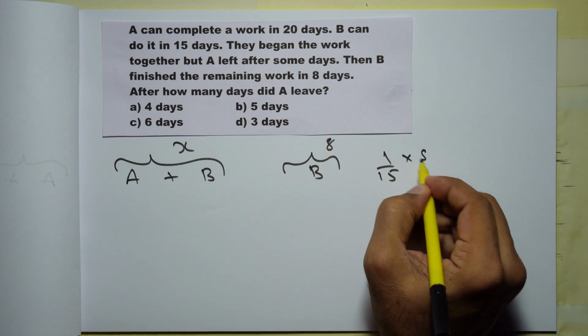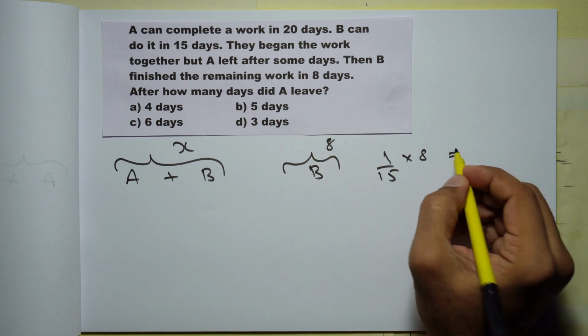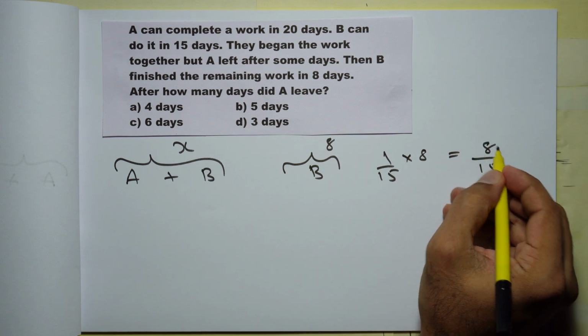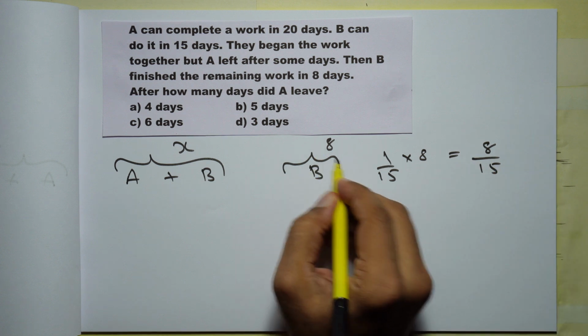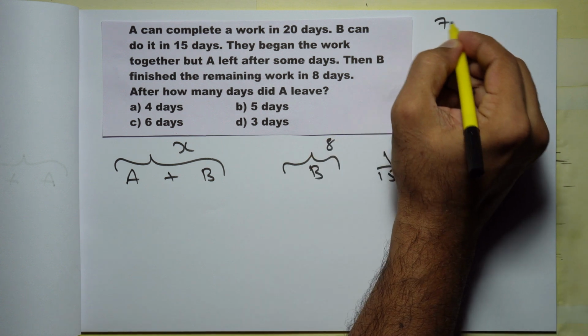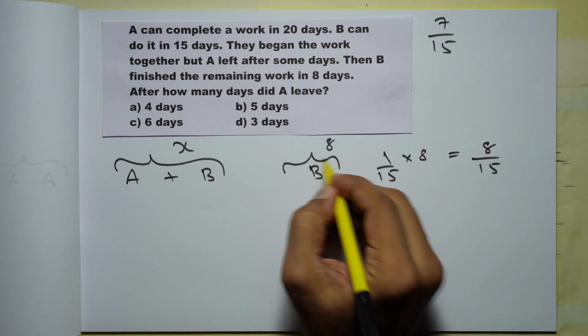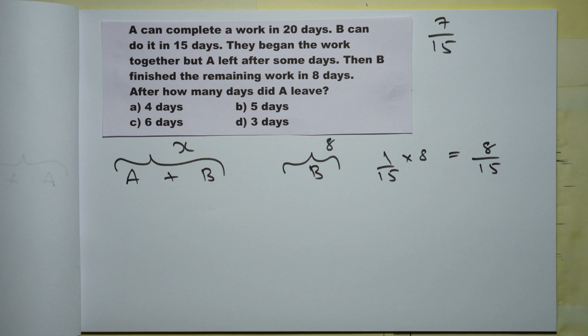Like that for 8 days. That is, in these 8 days B will do 8 by 15th of the work. So 8 by 15th of the work is done by B in these 8 days. So remaining work is 7 by 15. 8 by 15th has been done by B in these 8 days, so remaining work will be 7 by 15.